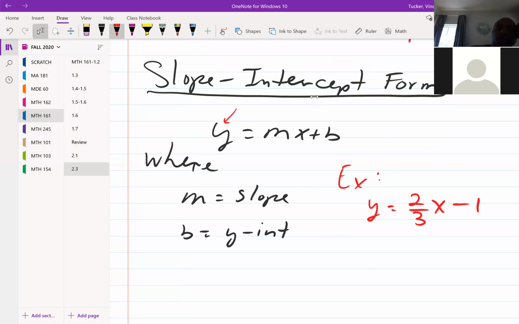The number that's in front of x is your slope. Your slope is not 2/3 x. So sometimes a lot of people like to include the x as a part of your slope, but that's not the case. That will be considered wrong. Your slope is not 2/3 x. Your slope is just the 2/3. And then your y-intercept is the other number, which is -1.